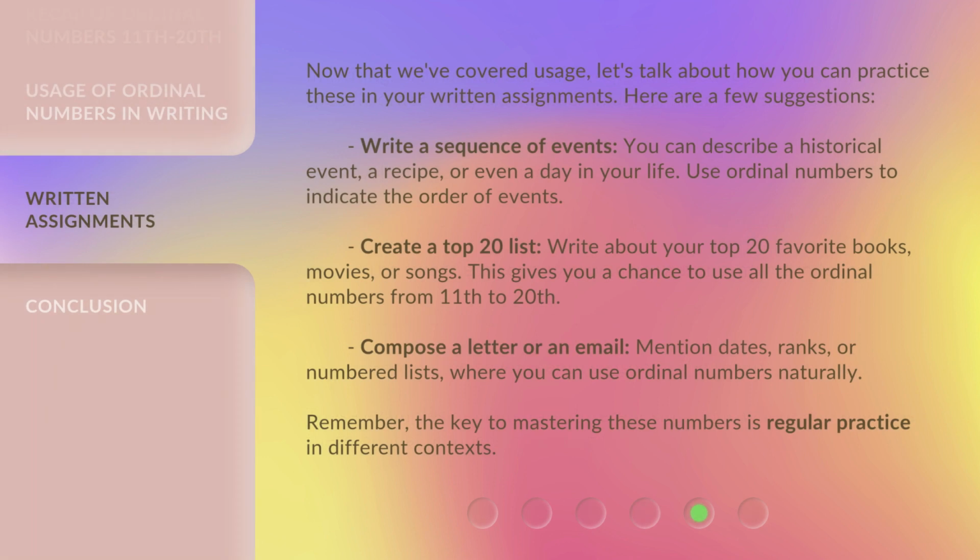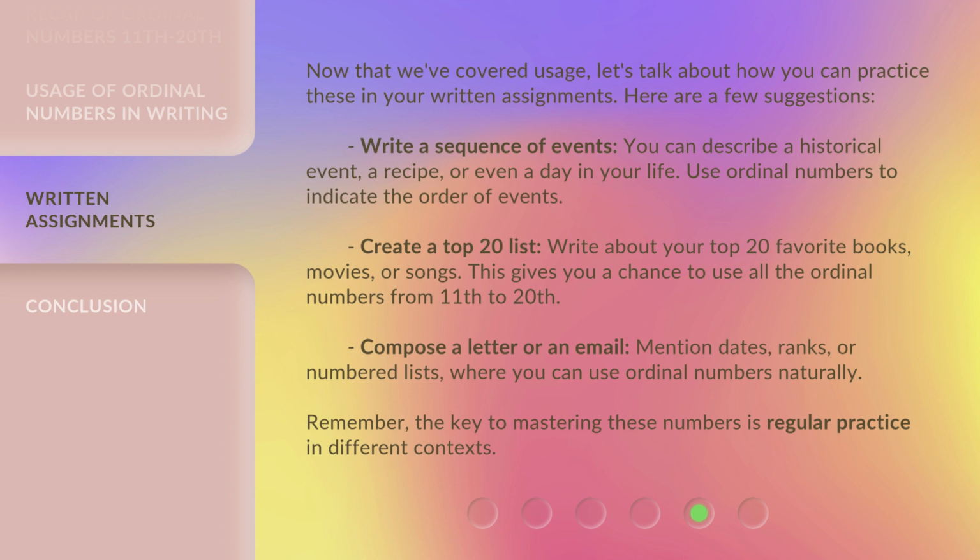Now that we've covered usage, let's talk about how you can practice these in your written assignments. Here are a few suggestions. Write a sequence of events. You can describe a historical event, a recipe, or even a day in your life. Use ordinal numbers to indicate the order of events.